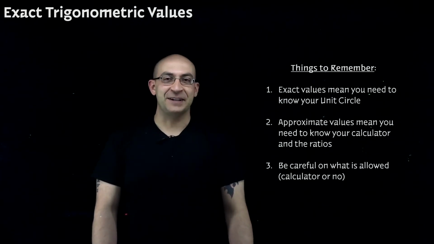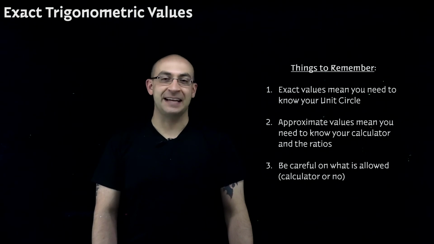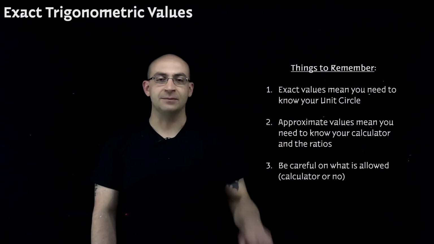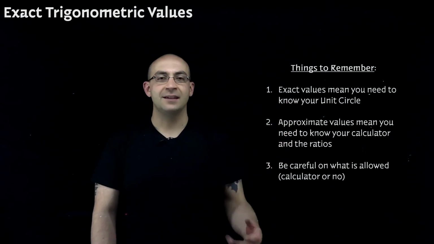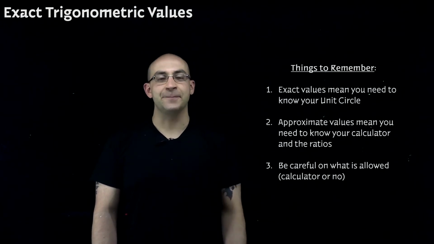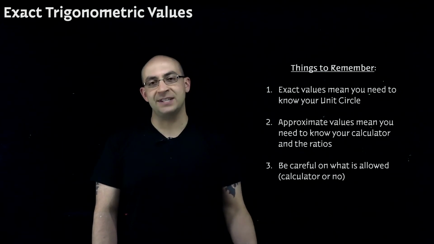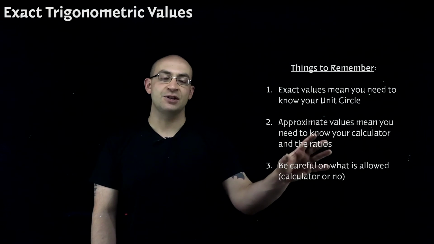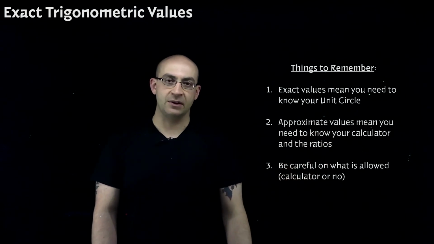Things to remember about this video. Number 1, exact values mean you really, really need to know and use and just love the unit circle. Because exact values means you're really just pulling values from the unit circle. They are values that we know, values that we love. Number 2, approximate values, way easier. If it's sine or cosine or tangent, use the calculator. If it's cosecant, cotangent, or secant, just tell me what the inverse value is at that degree measurement and use your ratios to figure out the other part.